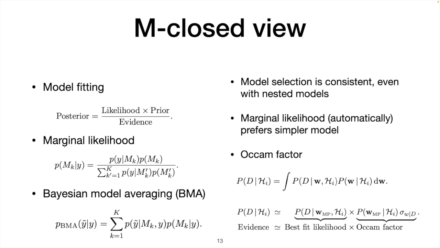The advantage of the marginal likelihood is that if we are doing model selection based on marginal likelihood, then it's always consistent, even with nested models, which means you have a sequence of models and they are nested, which means the previous model is a special case of the next model in the sequence. And it's always consistent, which means you can always select the correct model.